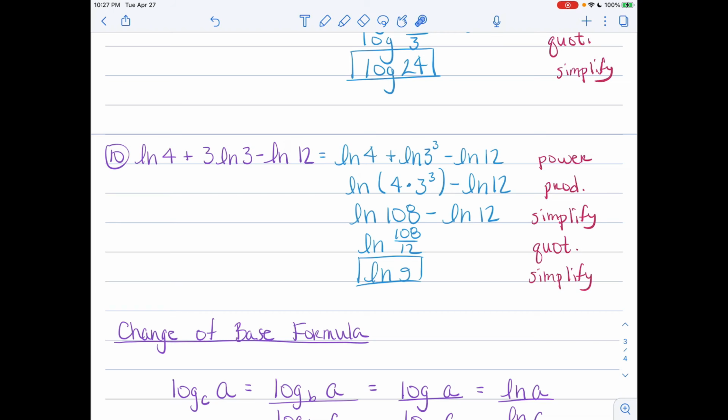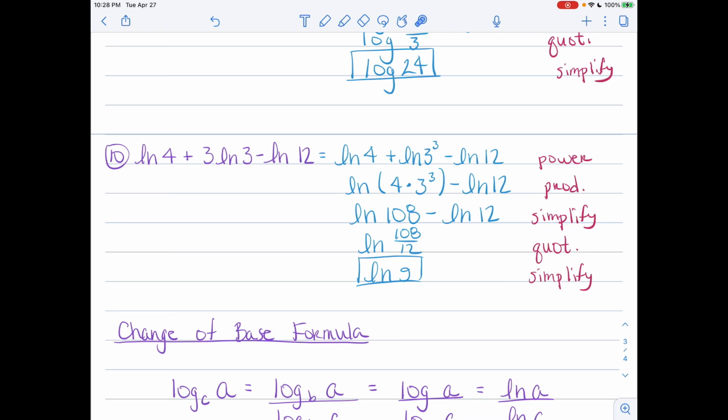So the first step would be to take care of this middle term by taking this number that's multiplied and moving it here to become a power. So we can say natural log of 4 plus natural log of 3 to the third power, or cubed, minus natural log of 12, and that's using our power property, remember, in reverse. Now I can take these first 2 terms here and combine them using my product property. So I have adding here, that becomes multiplying when I condense.